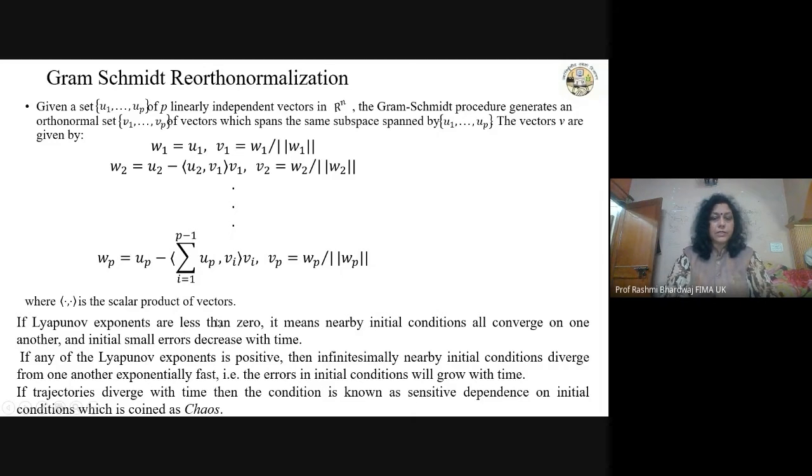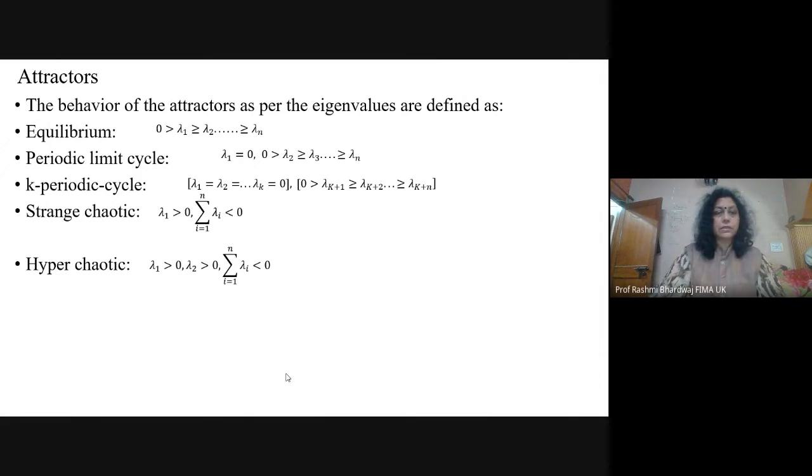If the Lyapunov exponent is less than 0, it means nearby initial conditions all converge on one another, and the initial small error decreases with time. And if it is positive, then of course it is a chaotic motion. And yesterday we also discussed the behavior of the attractors as per eigenvalue. If all eigenvalues are less than 0, you get an equilibrium state. If one is 0, but all others are negative, then you get a one period limit cycle. If k values are 0, but all others are negative, then you get a k periodic cycle. But if one value is positive, but the sum is negative, then you get a strange chaotic attractor. If any one value of the Lyapunov exponent is positive, then always you have a chaotic system. And if two are positive and the sum is negative, you get a hyperchaotic system.